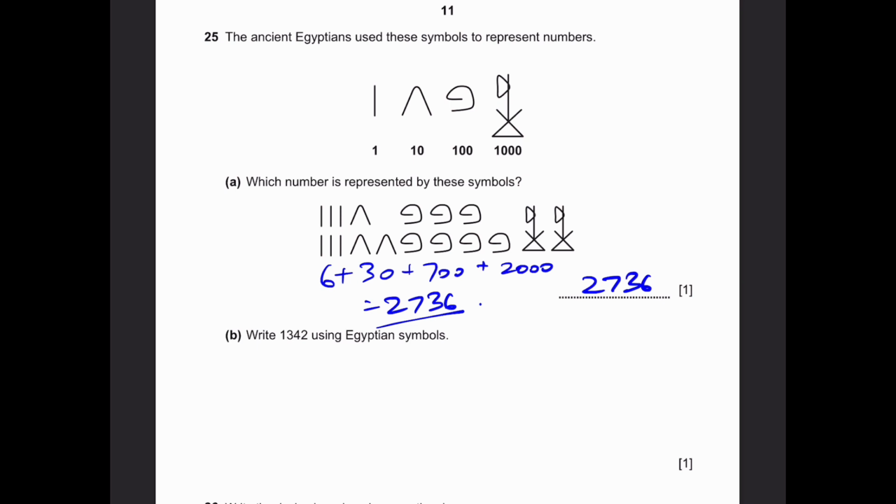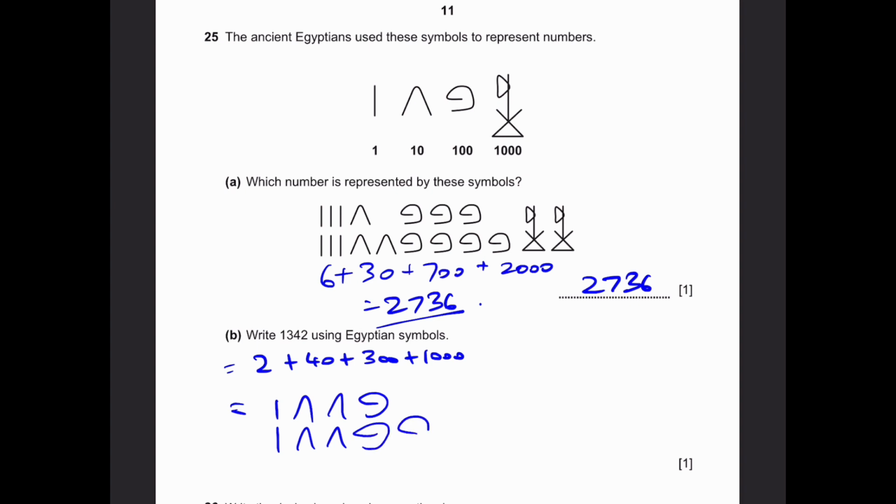B. Write 1342 using Egyptian symbols. This can be written as 2 plus 40 plus 300 plus 1,000. So that'll be 1, 2. And then we have 4 tens, 1, 2, 3, 4. 3 hundreds, 1, 2, 3. And 1,000, which is the complicated symbol. I'll just try my best to draw that. I'm not really the most skilled person at drawing, but okay, I managed to draw it alright. So this is the number using Egyptian symbols. That's the answer.